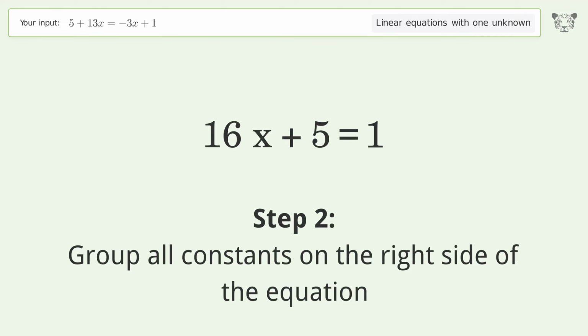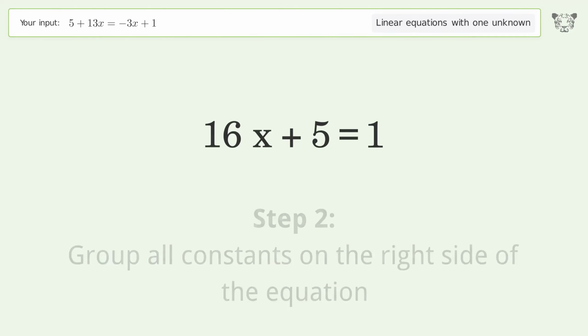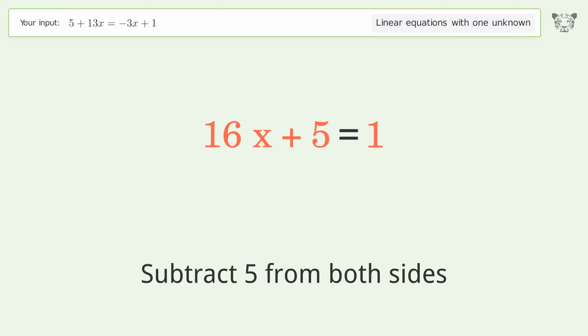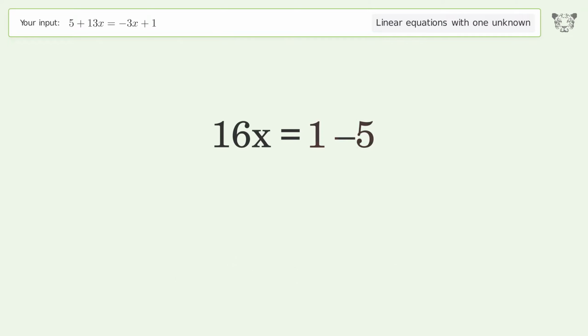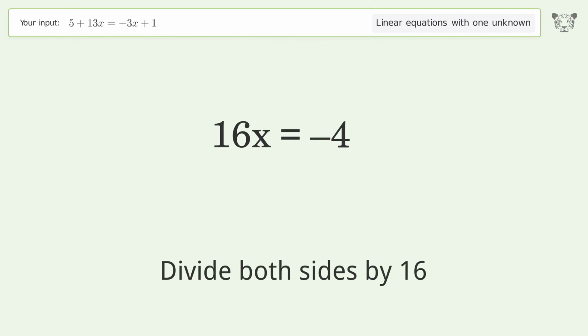Group all constants on the right side of the equation. Subtract 5 from both sides. Simplify the arithmetic. Isolate the x. Divide both sides by 16.